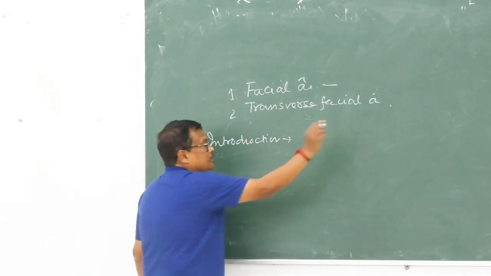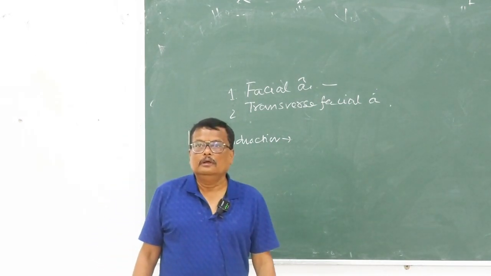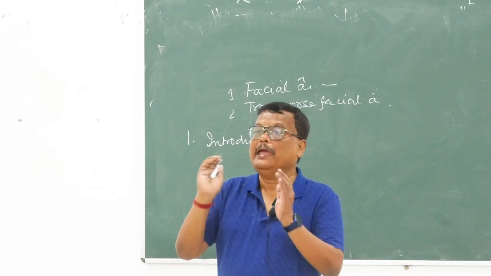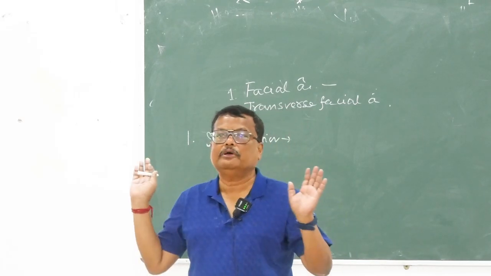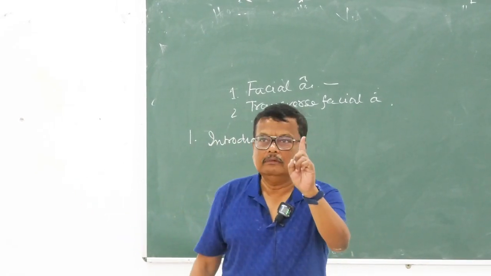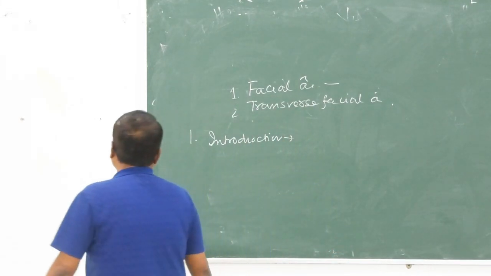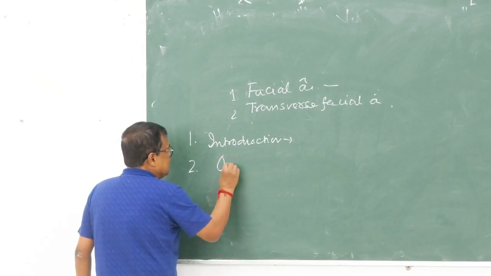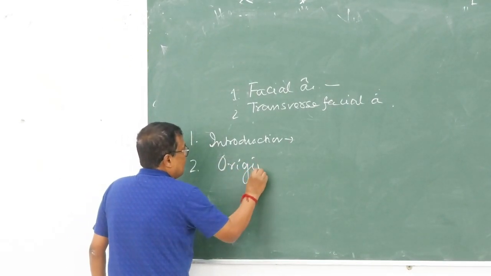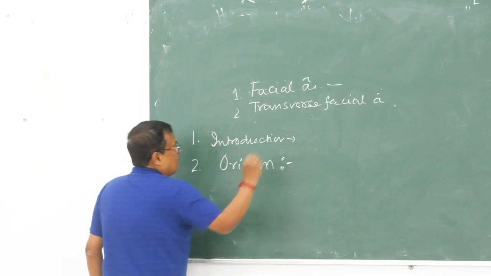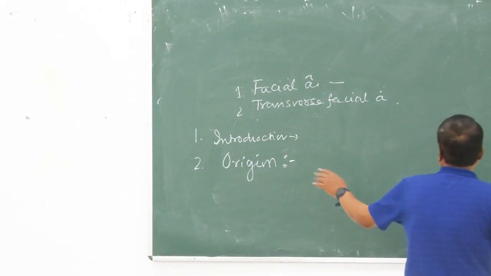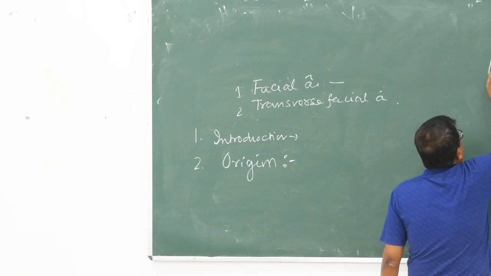It is the chief artery of the face. Chief means the main artery of the face. Finished, one line. Number 2: origin. Now just stop, I will just draw a figure.